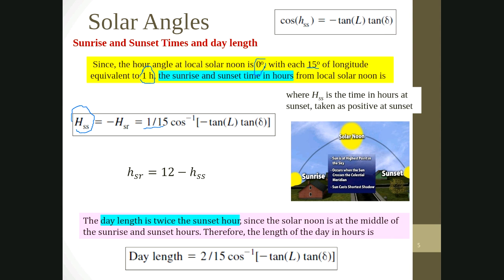The sunrise time here is before the noon. So the sunrise equals 12, which is solar noon, minus the sunset. If I find the sunset and take it from 12, that is 12 minus sunset, I will find the sunrise. The third one is the day length. Always the day length is twice the sunset. So if I find only the sunset, I can find from it the sunrise and the length of the day.